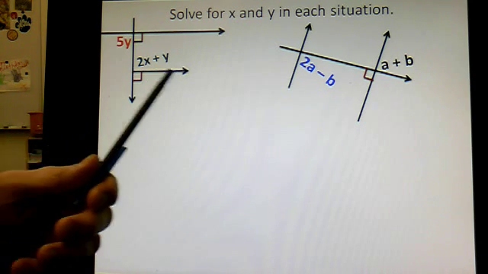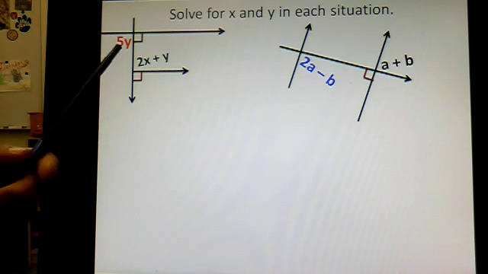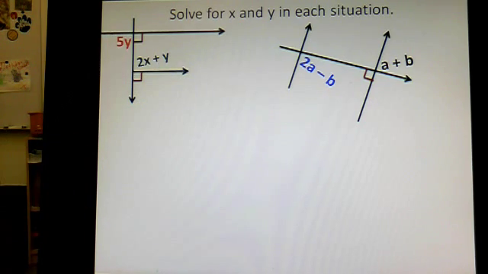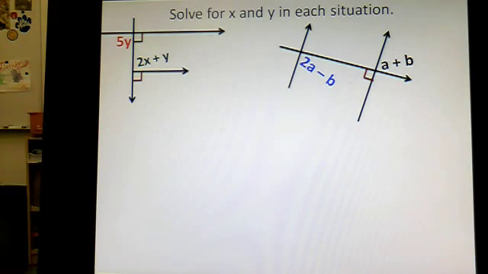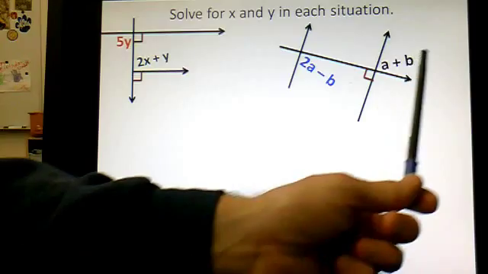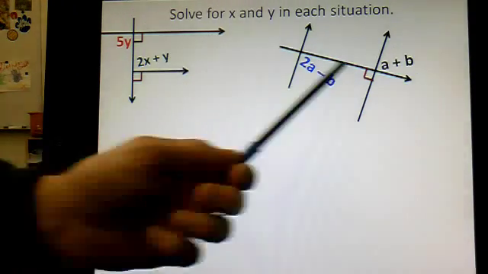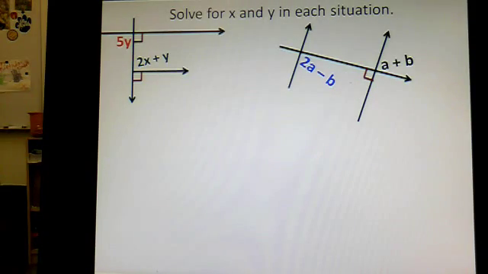So for this one, just solve for x and solve for y. It's 5y for this angle and 2x plus y for the angle to the right of it. And then for the one on the back of your page, the angle over here is 2a minus b. Angle on the far right is a plus b. And again, you got a little box right there in the corner. Good time to pause, solve them, take 30 seconds to double check. I don't think these are terribly difficult.